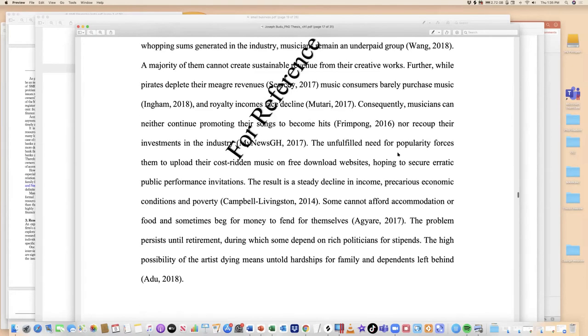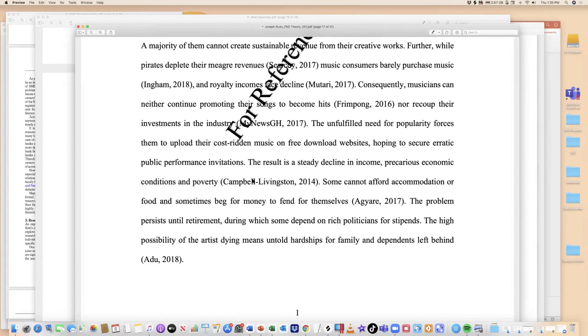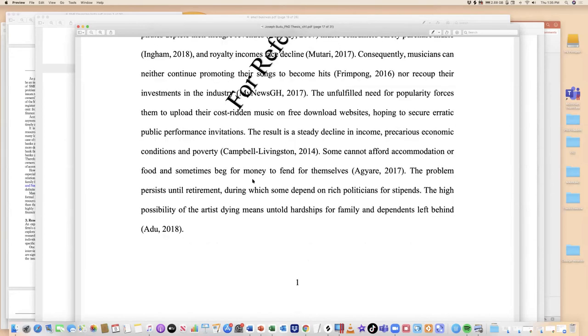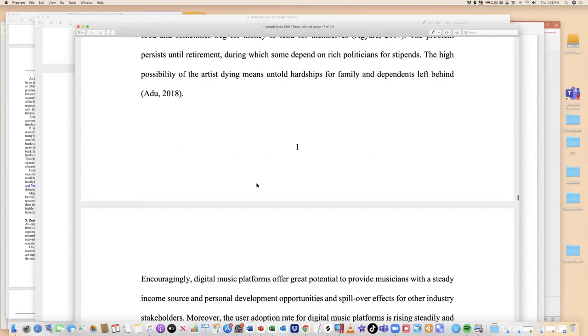The unfulfilled need for popularity forces them to upload their cost-ridden music to free download websites, hoping to secure erratic public performance invitations. The result is a steady decline in the income, precarious economic conditions, and poverty. Some cannot afford accommodation or food, and sometimes beg for money to fend for themselves. The problem persists until retirement, during which some depend on rich politicians for stipends. The high possibility of artists dying means untold hardships for their family and dependents left behind.